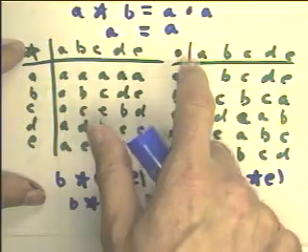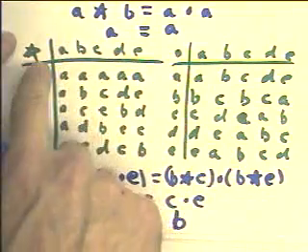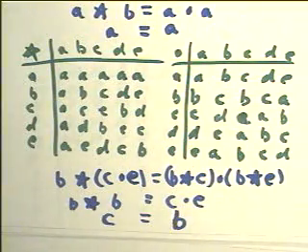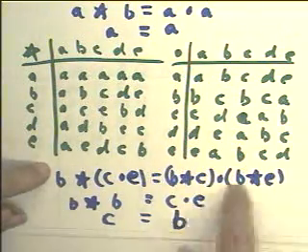Now it's possible that the dot operation might distribute over the star operation. You could check that out if you like, and it should be fairly obvious how to do that.